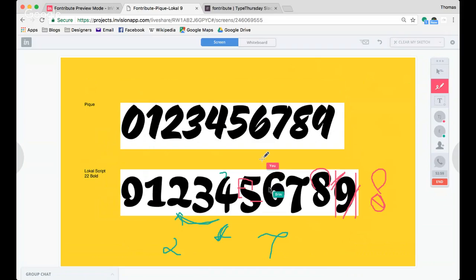Yeah, I was looking at the nine and six together. The nine seems kind of skewed or something to me. And the six just seems kind of unnatural. This seems fine going down here, but this feels kind of lumpy. I think these numbers don't quite look as considered in Local Script or something.